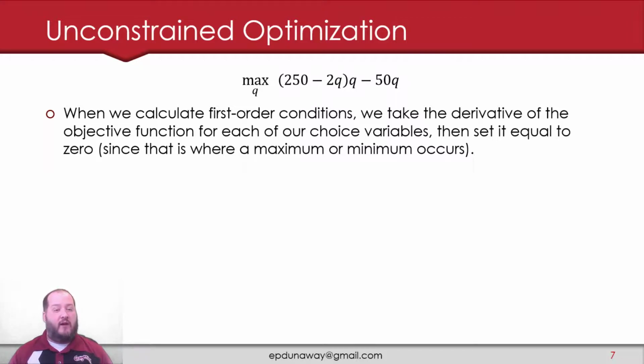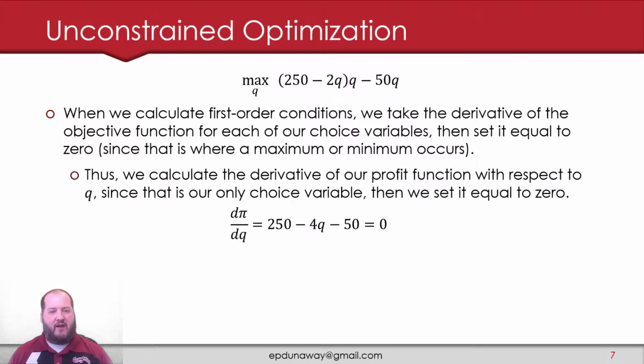But anyways, we calculate the derivative of the objective function, and then we set it equal to 0. Because if you remember, when we take a first derivative of a function and set it equal to 0, that's where we get either a maximum or a minimum. Remember, we don't know which one we have, but setting it equal to 0 will guarantee to give us one of those points. So let's do that.